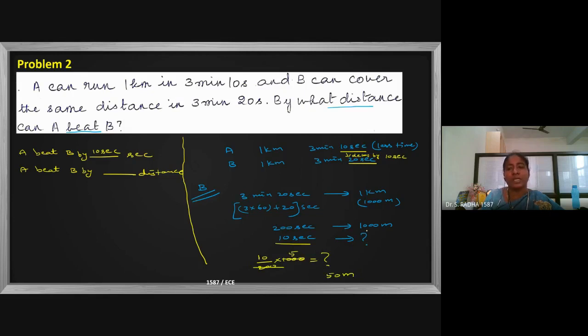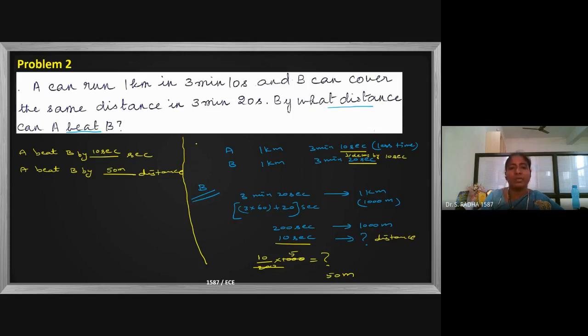We are trying to calculate distance, so the unit is meters, because everywhere 1 kilometer we have taken as 1000 meters in the calculation. So the distance is 50 meters. B is behind, A is winning the race. So B is behind by 50 meters.